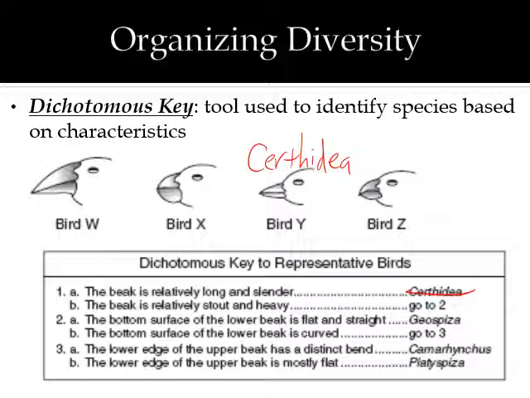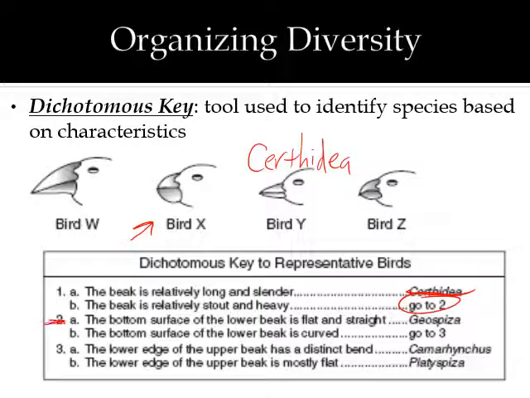Let's go to bird X here. I'll start by going next to this guy. We're going right back to step 1 again. It's either going to be a beak that's relatively long and slender, which we know it's not because we just pointed that one out as being the other guy, or it's relatively stout and heavy. That makes sense. It's kind of a short beak here. It's kind of fatter, a little rounder beak. So it's the stout and heavy beak. That tells us to go on to step 2. So we're going to do that.